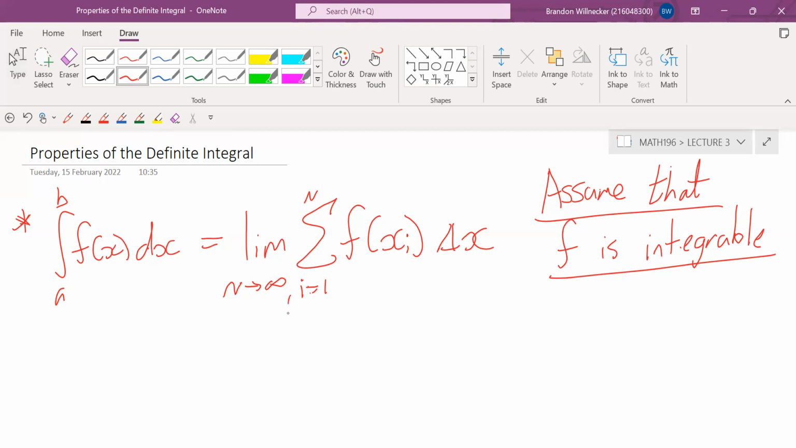So the key idea here is that the definite integral is defined in terms of a sum.